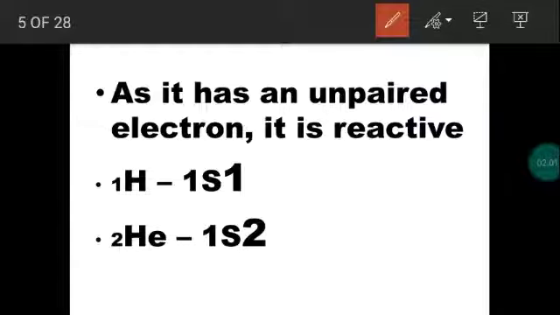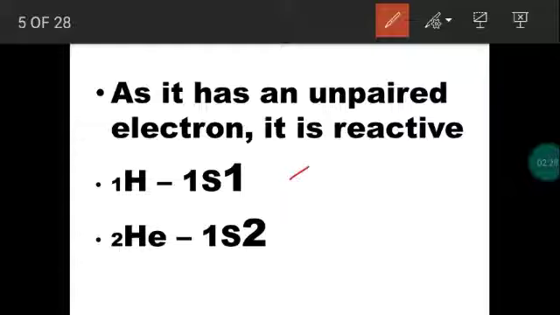The atomic number of hydrogen is 1. The electron is present in the 1s orbital. So the electronic configuration of hydrogen is 1s1. What is the tendency of an element, except noble gases? It needs the electronic configuration of its nearest noble gas. Then only it will be stable.